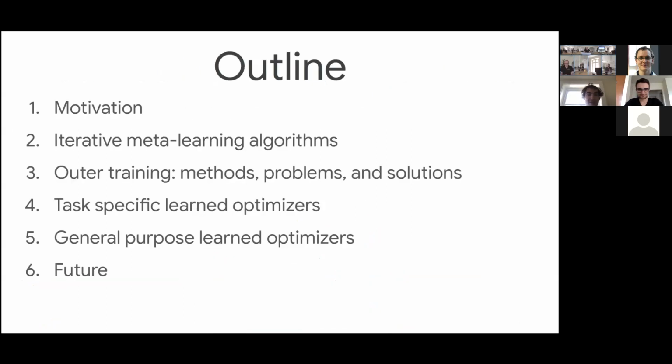As an outline, I'm going to first go over some motivation. I'm going to go over the family of algorithms that I've mostly been focusing on, iterative meta learning algorithms. I'm going to talk about some issues with outer training. And then I'm going to go into 2 instantiations of learned optimizers that we trained, task-specific learned optimizers, and some recent work on general purpose learned optimizers. Finally, I'm going to end with some discussion towards the future.